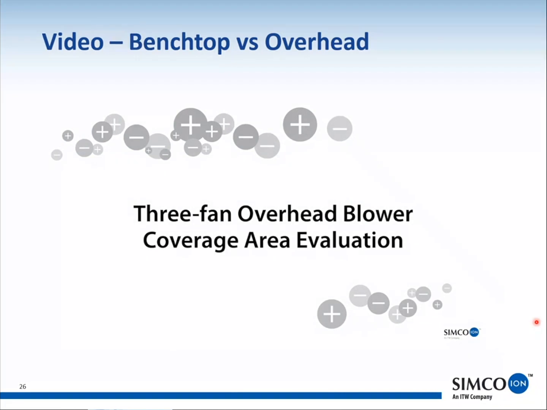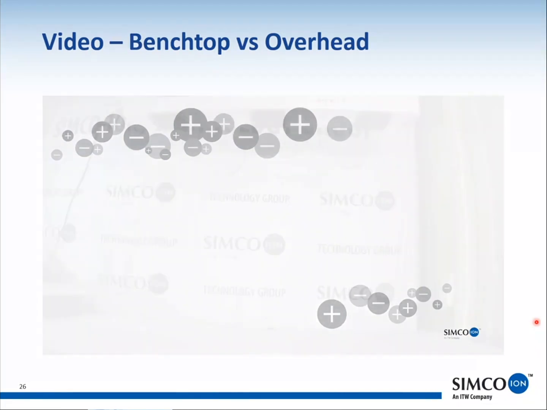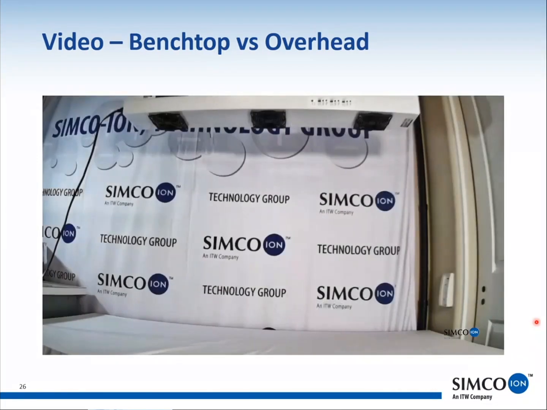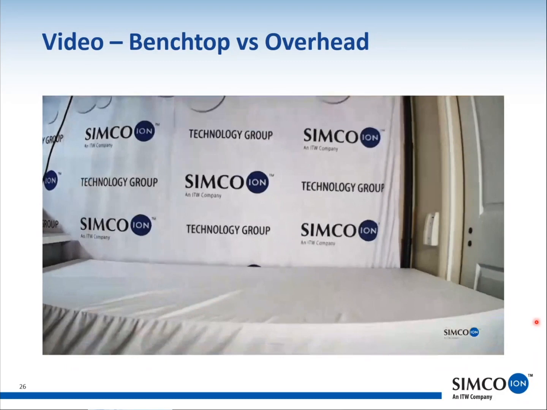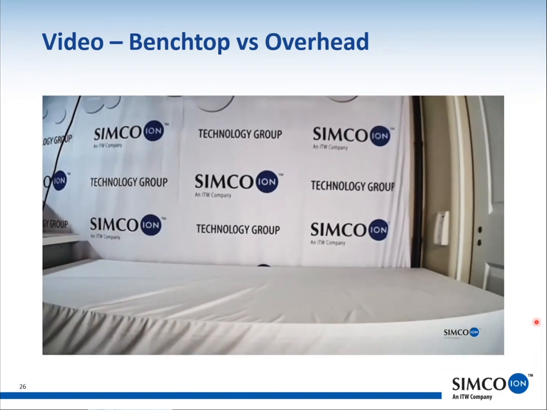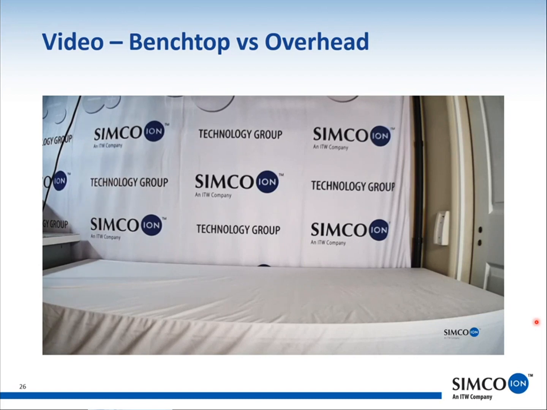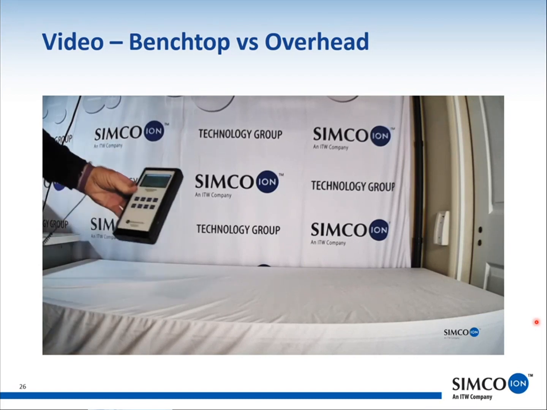Here we are again. This time I have a 3-fan overhead blower hanging up over the workbench. I have the blower balanced, pretty close to 0 volts on all 3 fans. And I'm going to show how the coverage is affected with this blower to compare it to what was going on with the benchtop blower we showed earlier. So I'm going to use my air ion counter again.